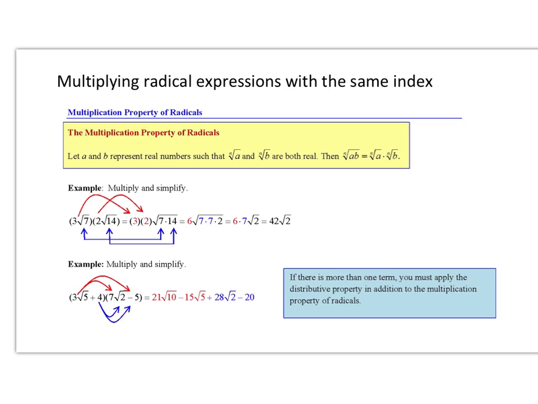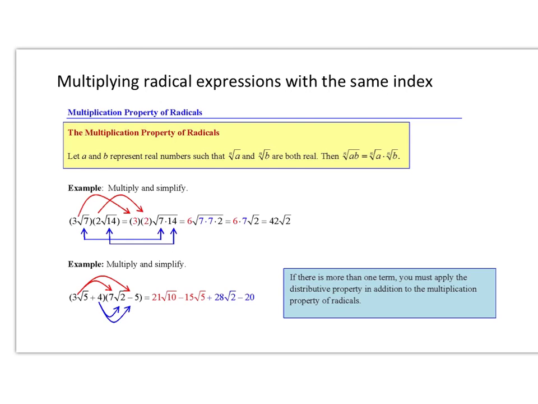Multiplying radical expressions with the same index. When we multiply radicals with the same index, we essentially put the same numbers under the same radical to multiply. In other words, let a and b represent real numbers such that the nth root of a and the nth root of b are both real. Then the nth root of a times b is just equal to the nth root of a times the nth root of b. This property works both ways.